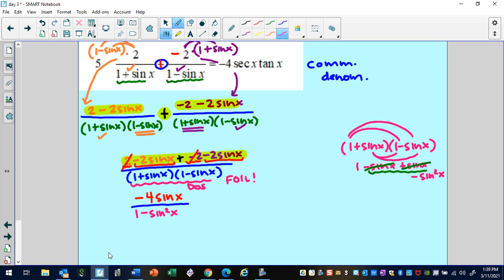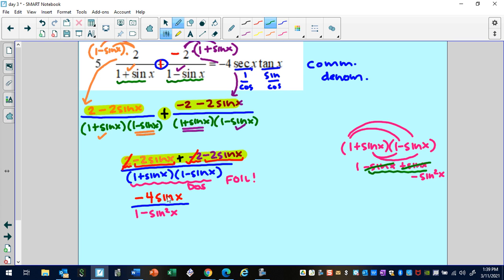All right, let's see. What should I do from here? I've got a squared, but I'm looking at my answer. I don't have anything squared in my answer. I have a secant. What is secant? Secant's 1 over cosine, right? And tangent is sine over cosine. So I need some cosines in the bottom. I don't even have a cosine in the problem.